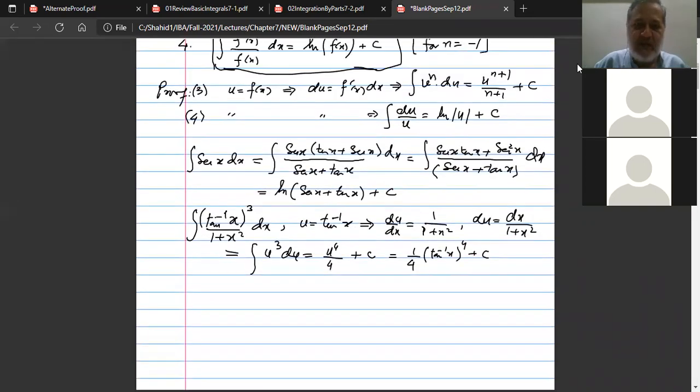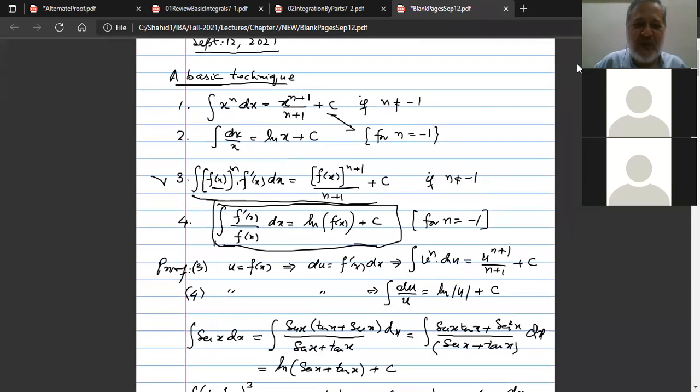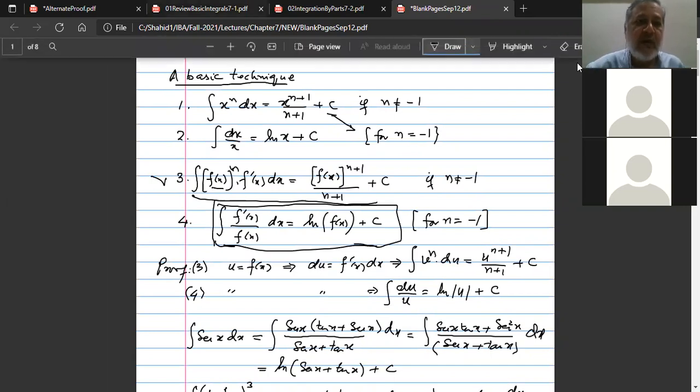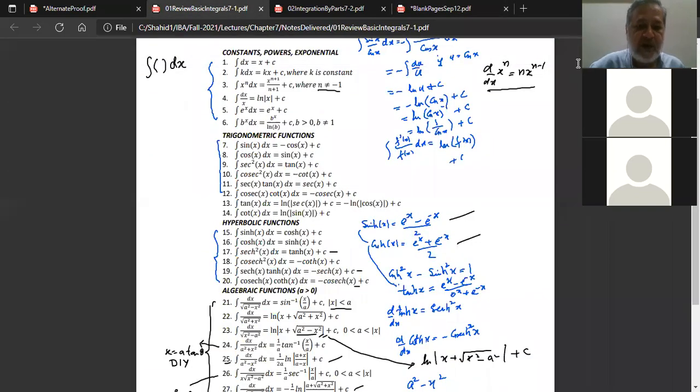So please remember this basic tool, which is very frequently used at least in the proofs of many of the integrals that we considered last time.